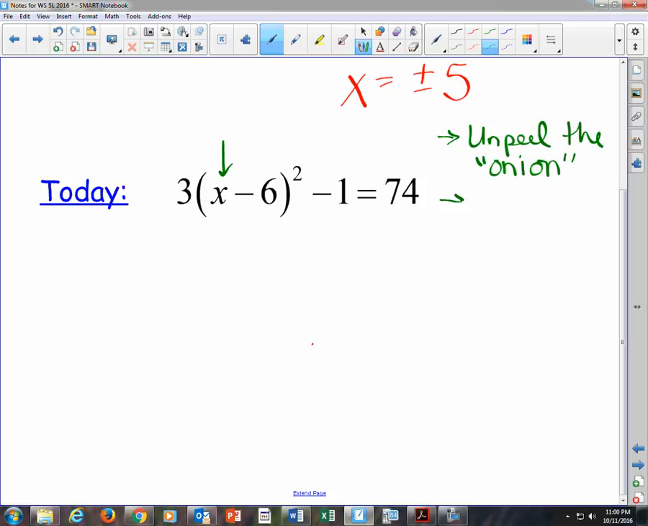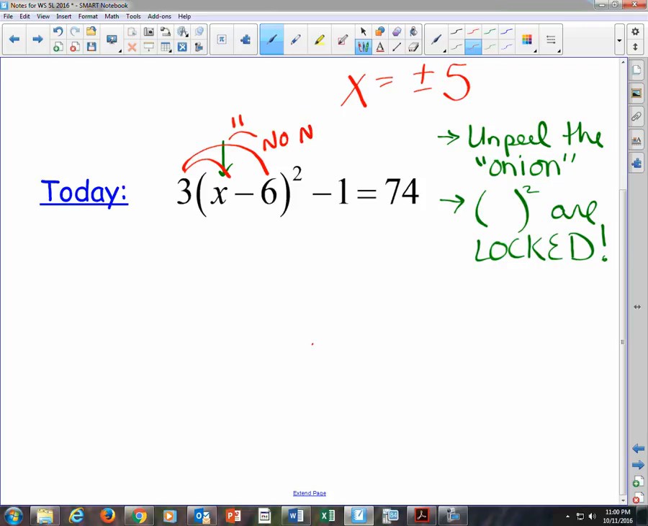The next thing I want you to be thinking about is that the parentheses, when they have a squared, are locked. So if they are locked, that means you cannot put anything in there. So for instance, doing something like this, where you put the 3 into the parentheses, that is so not okay. No, no, no, no. All right, so let's see if we can't do this problem the right way.